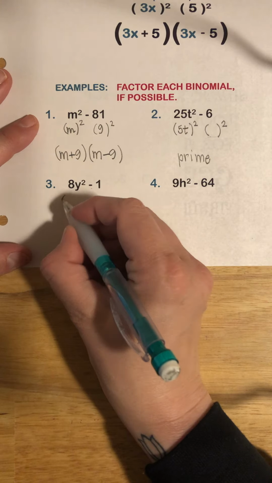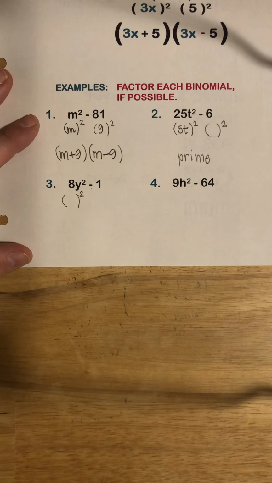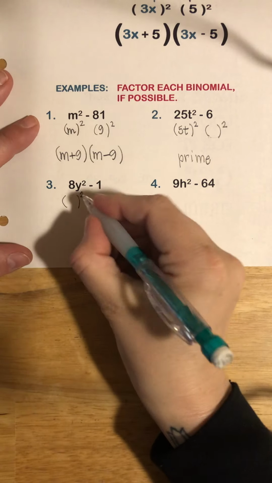All right, number 3. Got a minus sign. Looking good. What can we square to get 8y squared? Well, the y is easy, right?